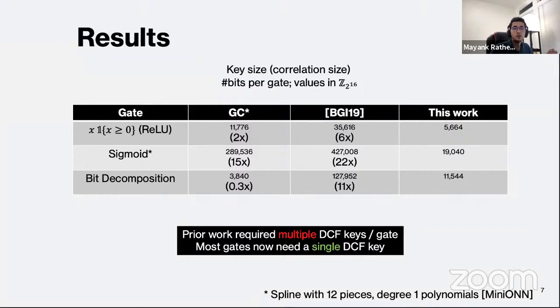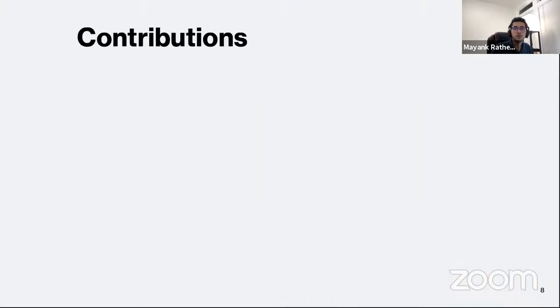But the main point here is that in the prior constructions, all these gates required multiple DCF keys. And in this work, we now require just a single DCF key for most of these gates, except for bit decomposition and right shift. So all the other gates now just require a single DCF key, no matter how many comparisons are actually inside those gates. To list our contributions, our first contribution in this work is to improve the key size for the DCF itself by 4x. So this benefits all of these non-arithmetic gates directly.